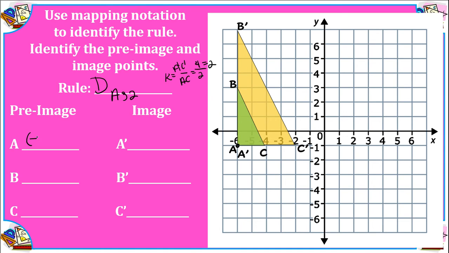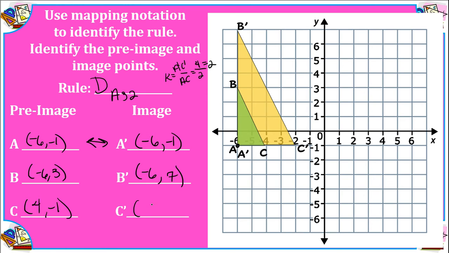A is -6, -1. B is -6, 3. C is going to be 4, -1. A prime is the same as A because that's our center of dilation. B prime is -6, 7, and C prime is going to be -2, -1. So you cannot use your coordinates to multiply the scale factor by or compare new over original when your center is not the origin.